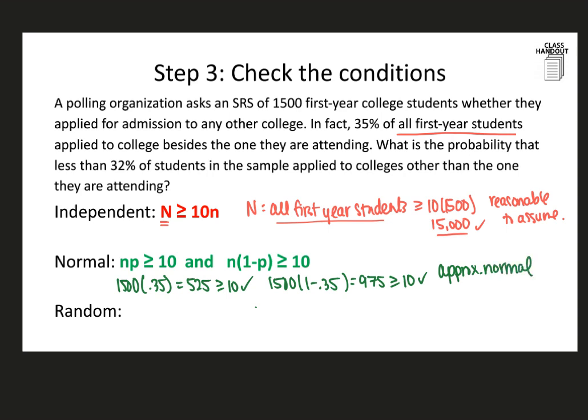And lastly, our random condition, it states SRS. So we're going to say SRS is stated. So that third condition is met. So now we can move on.